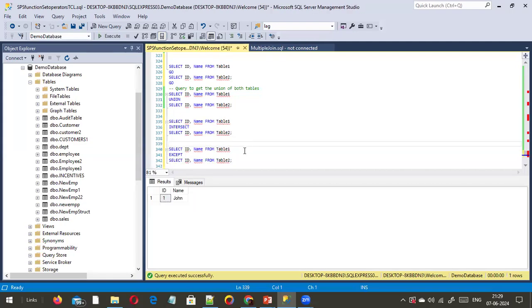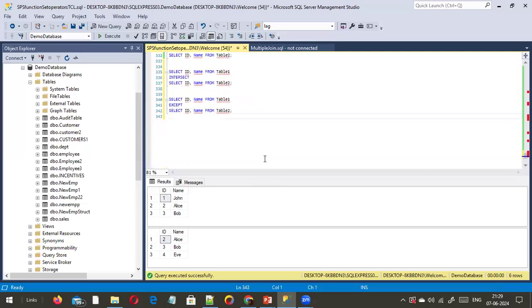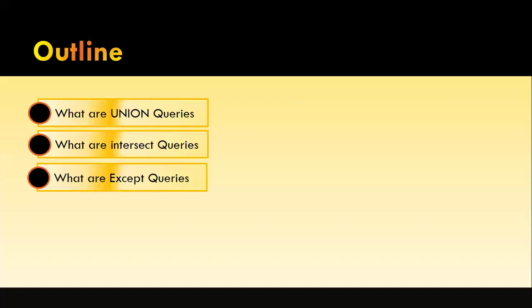John. Whatever data is there here which is not there here, that is the one it will return. So that is what except is. See, there is no minus operator here. Instead, the except operator is there. So Alice and Bob are there here already, and whatever data is there which is not there here, John, that is the one it returns. That is what except is all about. Hope you understood what the set operators are.